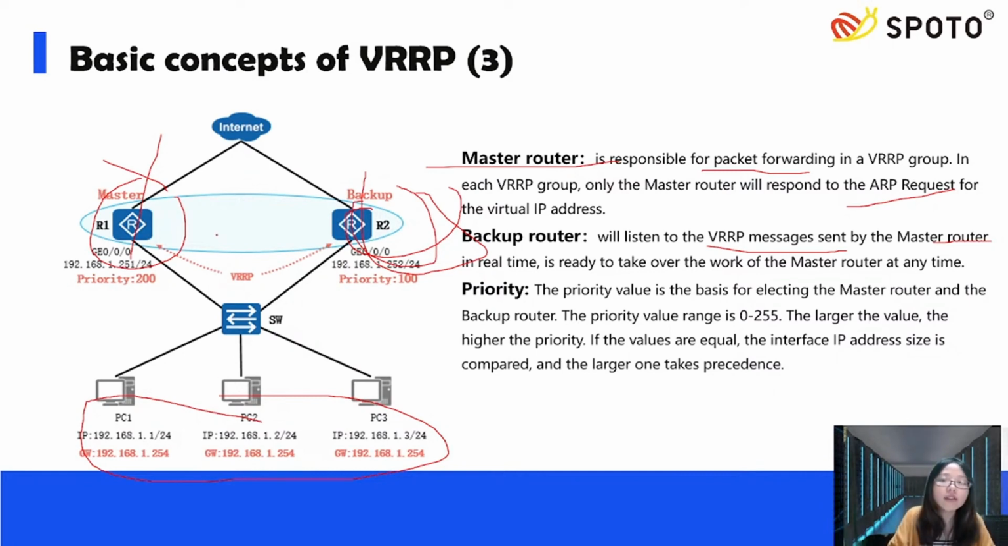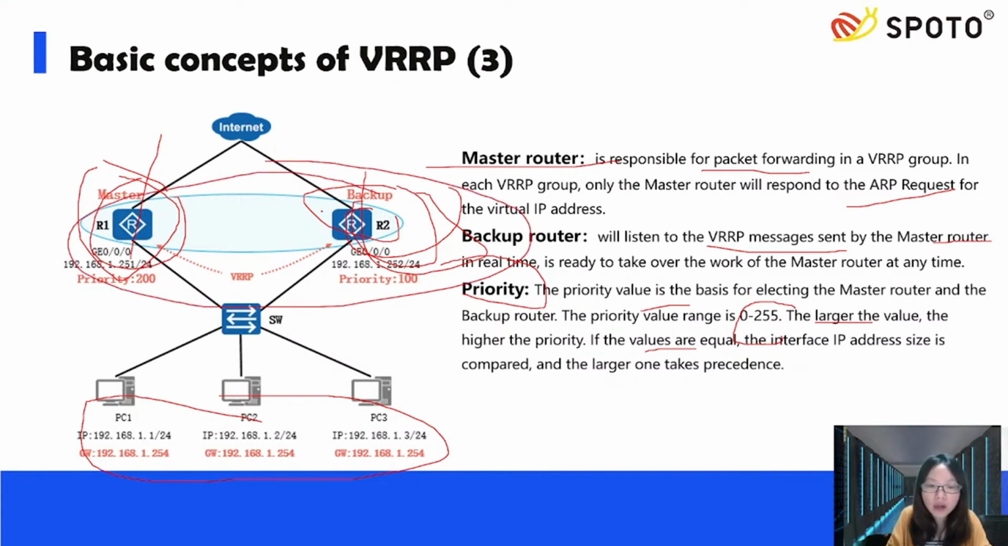How do we choose the master and the backup? It depends on the priority. The priority value is the basis for electing the master router and the backup router. The priority range is 0 to 255. The larger the value, the higher the priority. If these values are equal, the interface IP address size is compared.